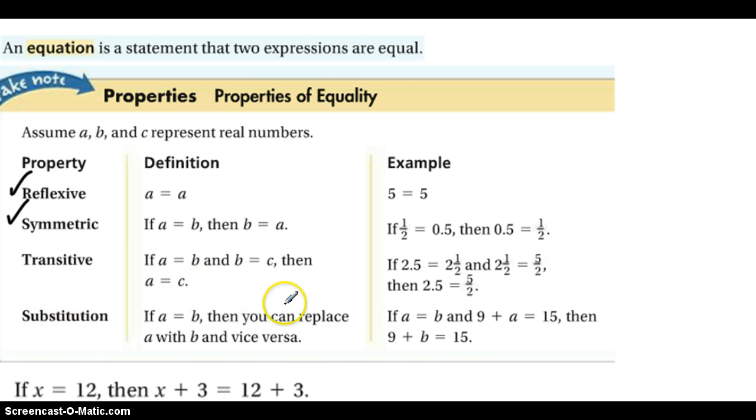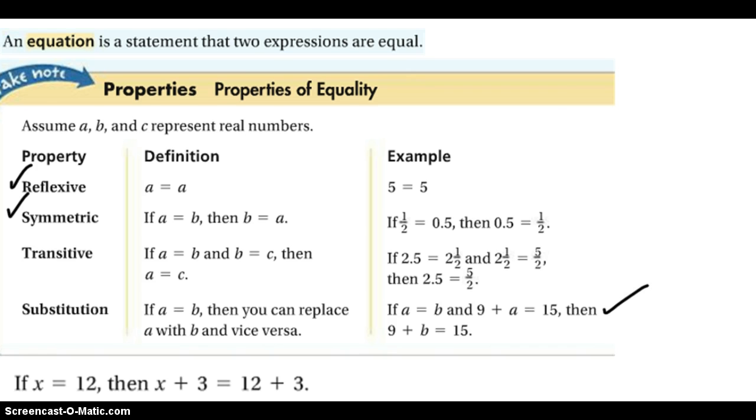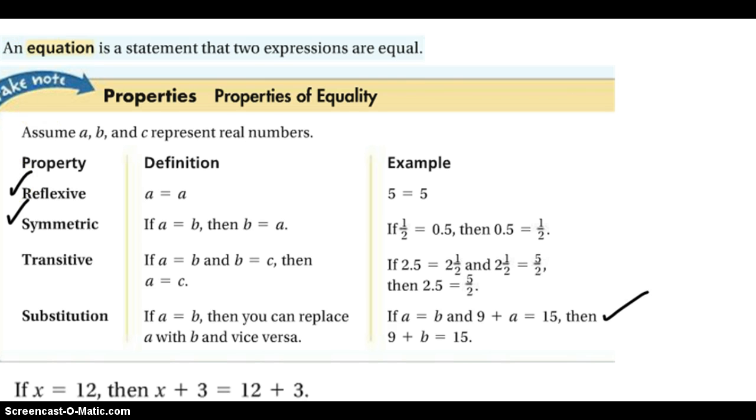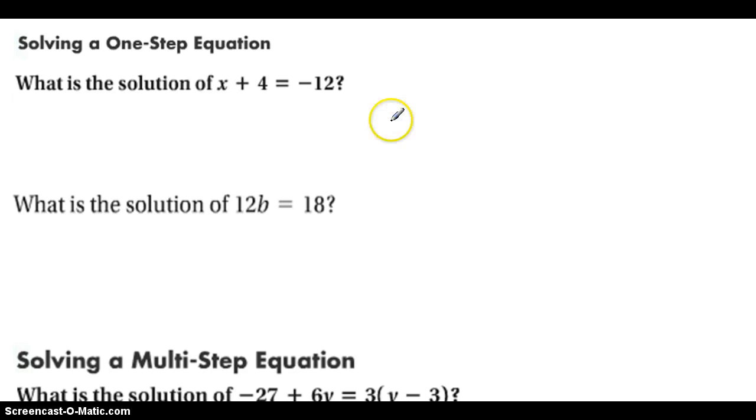Substitution. If A equals B, then you can replace A with B, or vice versa. And here's an example of that. Let's take a look at solving one-step equations. The trick is to keep your equation balanced. So here we want to get x by itself. So we're going to have to do the opposite operation.